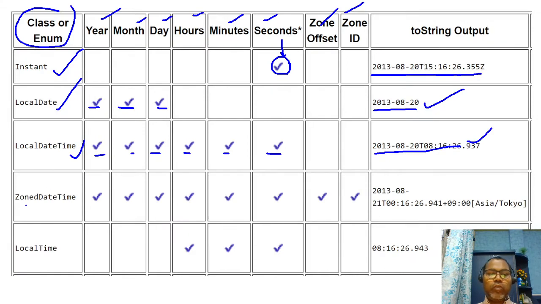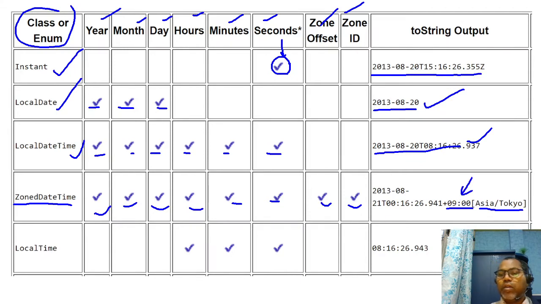If you want the zone ID with date and time, this class contains your year, month, day, hours, minute, second, and zone offset and zone ID. This is your zone ID, which region, and this is your offset. This means plus 9 hours. That means this time zone is ahead by plus 9 hours of UTC.